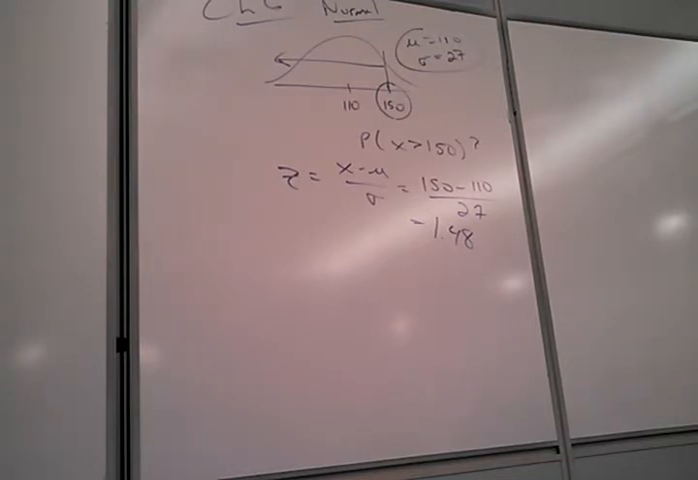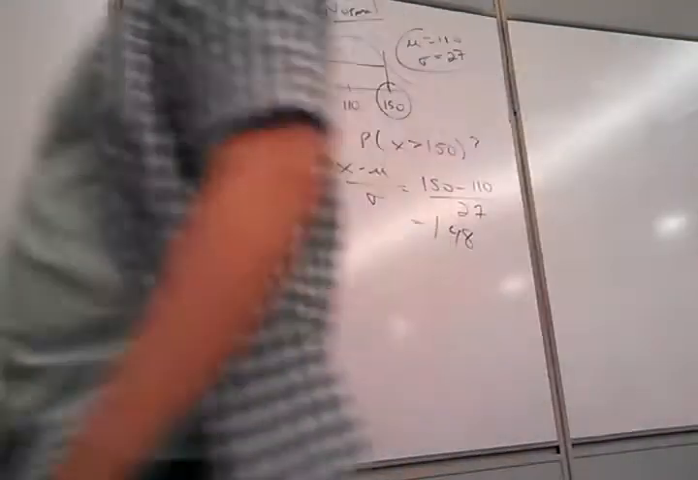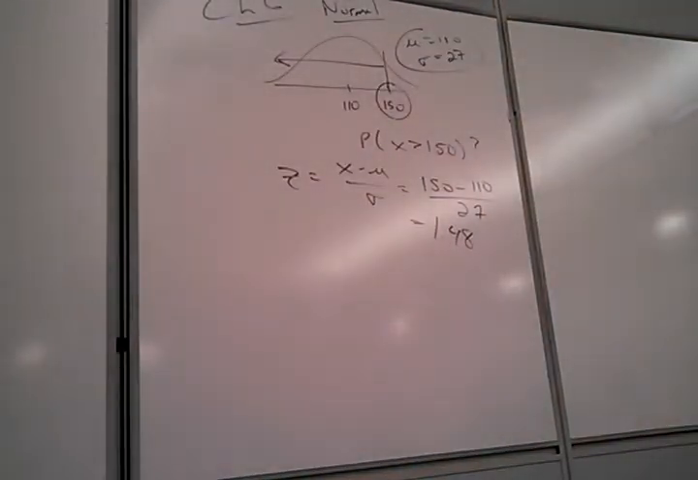Can't see all the way over there. Is that cool? So if I want 1.40, that would be there. 1.4, the second decimal place is above there. So 1.48, it's right there, 0.9306. So 93% of the people were below it. Good. So 93% of people would have scored below it.